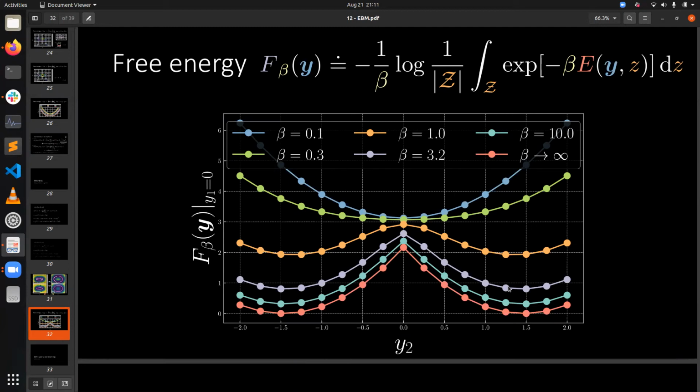On the other hand, the blue and probably the green one are too smooth, right? Because our data manifold does not include this central region, and we want energy to be high there. But these functions are too smooth to incorporate that into an energy function.